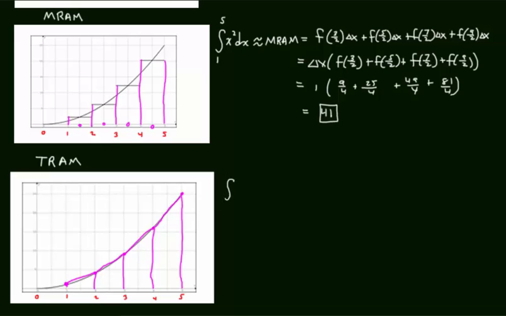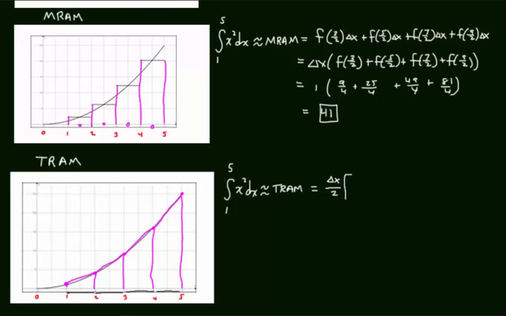So the integral from 1 to 5 of x squared dx is approximately TRAM, trapezoid approximation method, which equals, so we notice here, hopefully we notice here, that the partitions, the change in x partitions, are all the same. Each one of these is going to be 1 unit. That lets me use the version of the formula where I pull out change in x, and I pull out 1/2, so change in x over 2.